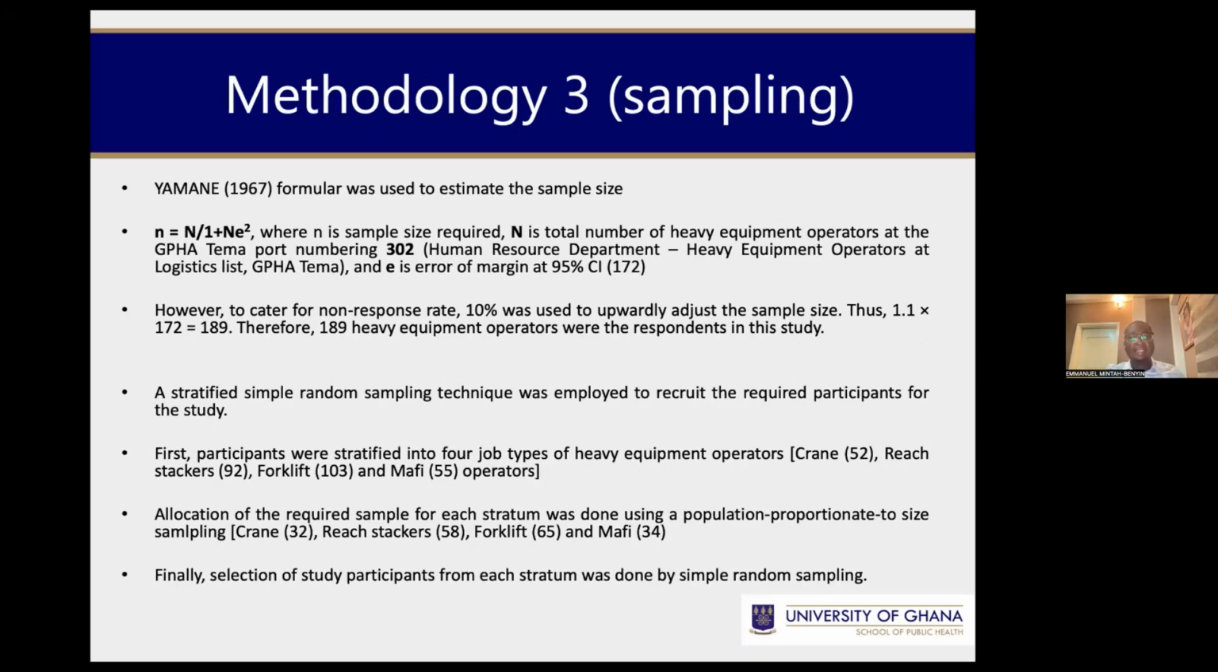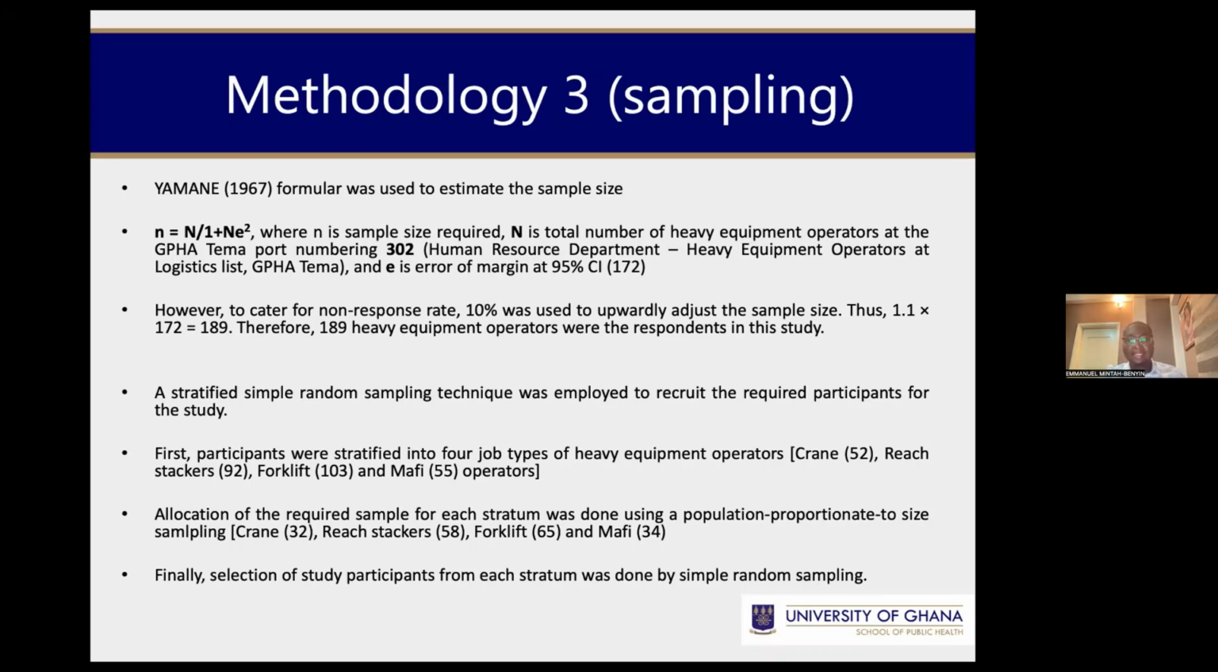The sample size was calculated from the Yamane formula, which is a sample size, represented by small n, equal to capital N, which is the total number of heavy equipment operators at GPHA Tema ports, and the number was 302, over 1 plus capital N, the same number, and error of margin at 95% confidence interval.